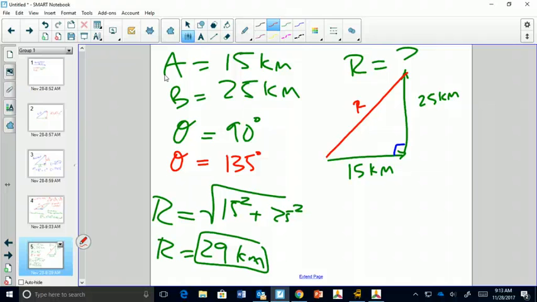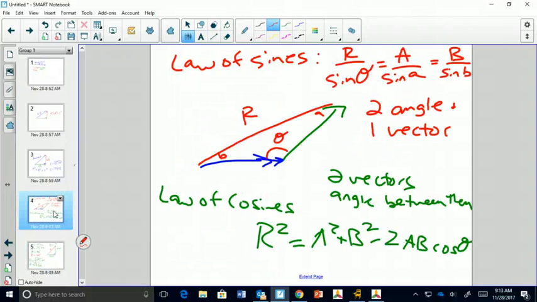Okay, how about for the 135? Am I going to use law of sines or law of cosines? How do you know? I have two vectors and one angle, right? So that's when we talked about when we put these guys up here. Sines is for two angles and a vector. Law of cosines is two vectors and an angle. And you see that, right?